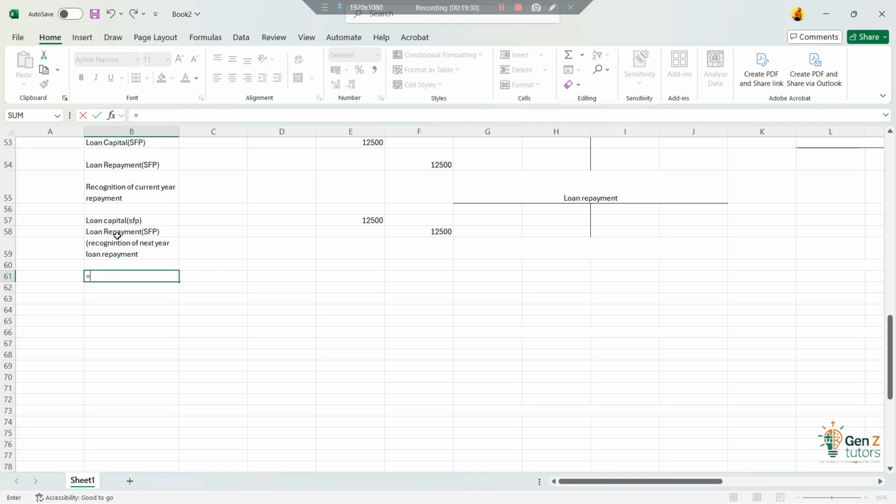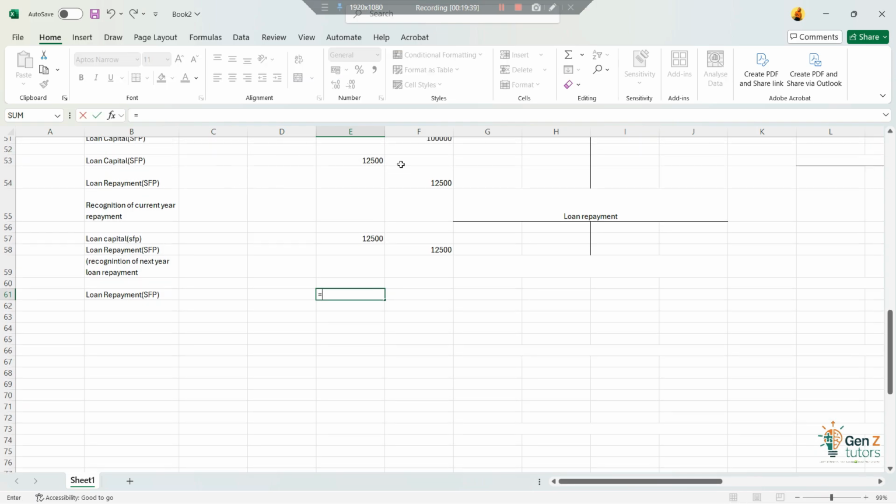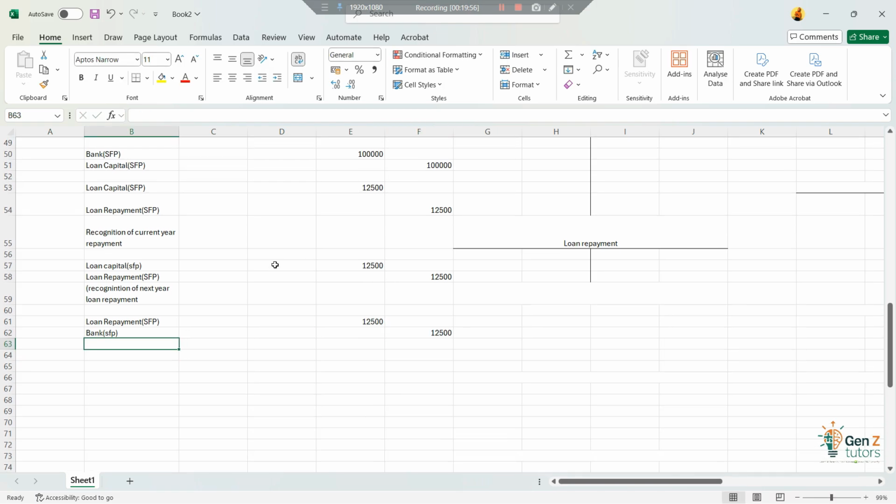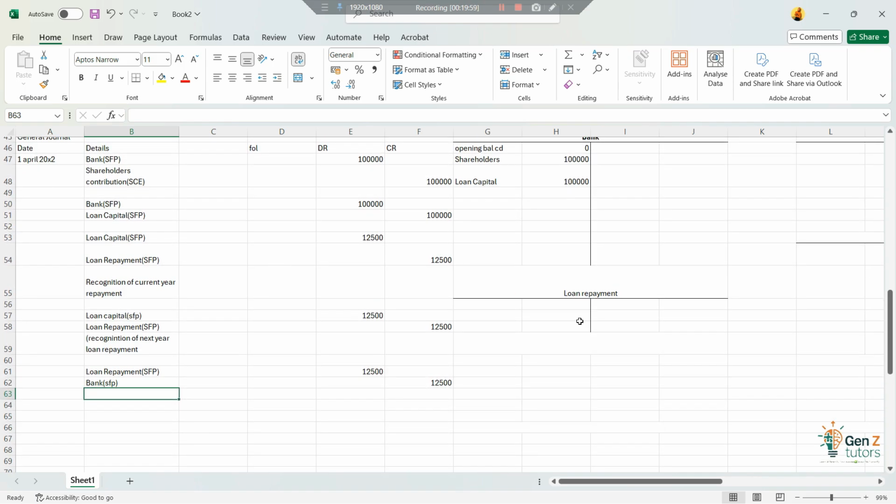Going to say loan repayment, and on the loan repayment, how much of the loan are we paying actually? We're going to be paying 12,500 for the year, right? And then once we've paid that, you're going to say bank SFP and credit our 12,500 again, right? I hope everybody's still with me at this particular point in time. So now let's fill this in on the ledgers.